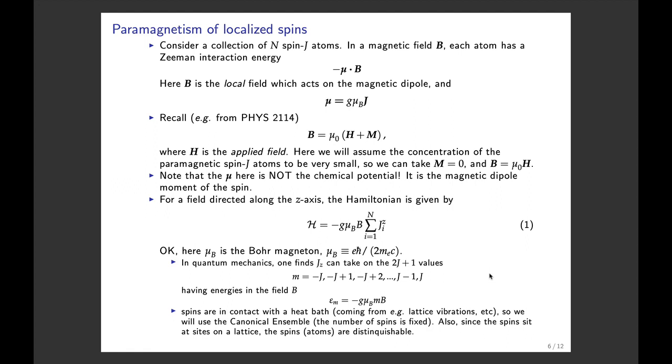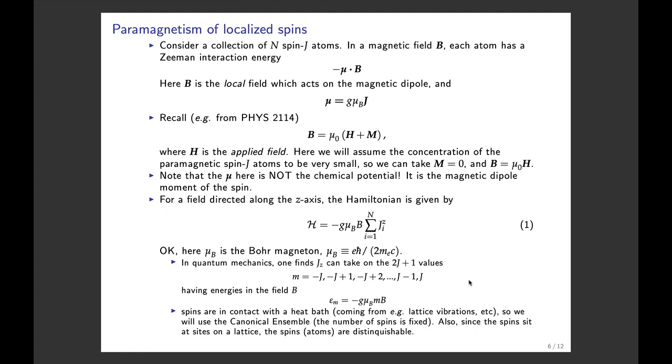So we'll use the canonical ensemble. And of course, the number of spins here will be fixed. And since the spins sit on a lattice, the spins, which are atomic spins, will be distinguishable. Like I said, later in the course, we'll worry about indistinguishable particles. We'll see we have to be a little bit careful with that, especially when we get to Bose-Einstein condensation and Fermi gases and so forth. But for now, we can take them to be distinguishable. Okay, so there you go.